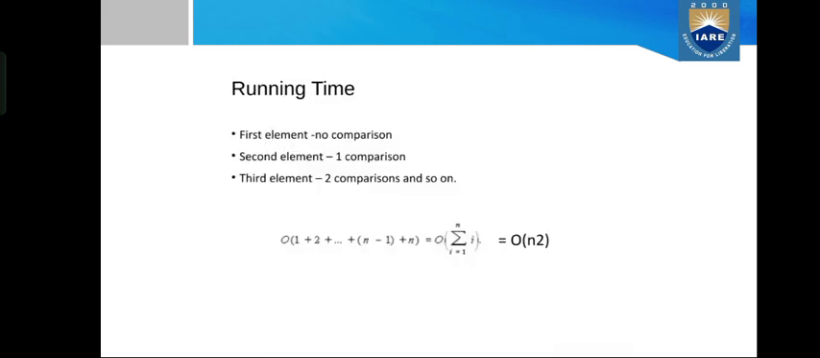The time complexity is: the first element needs no comparison, the second element one comparison, the third element two comparisons, and so on. So O(1 plus 2 plus so on up to n minus 1), which equals O of the sum of i from 1 to n, which equals O(n square).